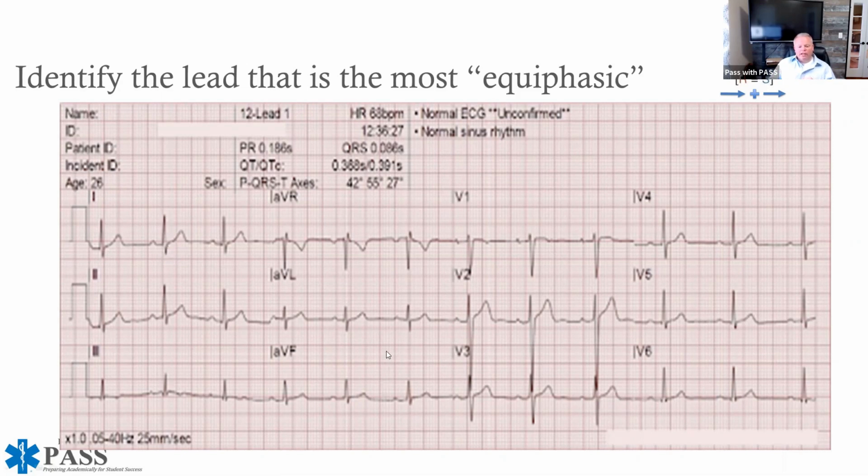So as I look at this, I think the one that is probably the most evenly dispersed above and below would be AVL. If I look at AVL, I have about half going up and about half coming down. So I would choose AVL as the most equiphasic lead on this particular EKG. And hopefully you guys did the same thing.